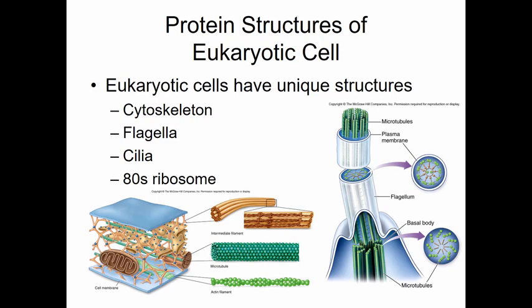You can also have cilia. We're going to talk a lot about cilia later, especially when we get to things like respiratory infections and stuff like that. Cilia are like these tiny little hairs that can move things up and around.